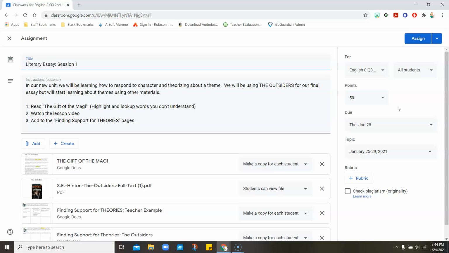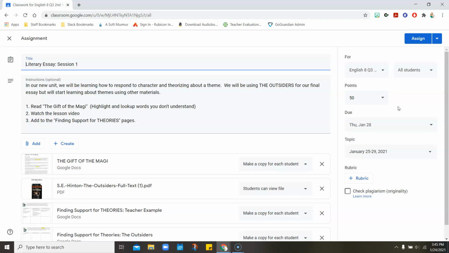So in our unit, we're going to be learning how to respond to character and theorizing about a theme. And we're going to be using The Outsiders for our final essay, but we're going to start learning about how to find themes and how to make theories about what we read using other materials. And I do have a short story that you need to read.